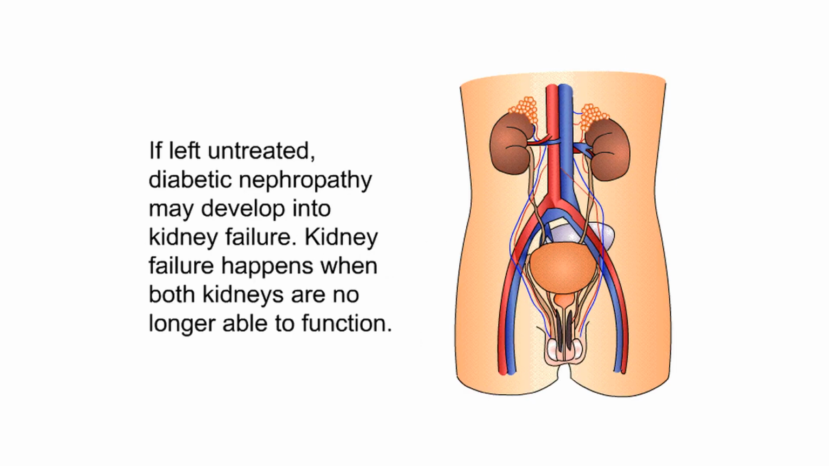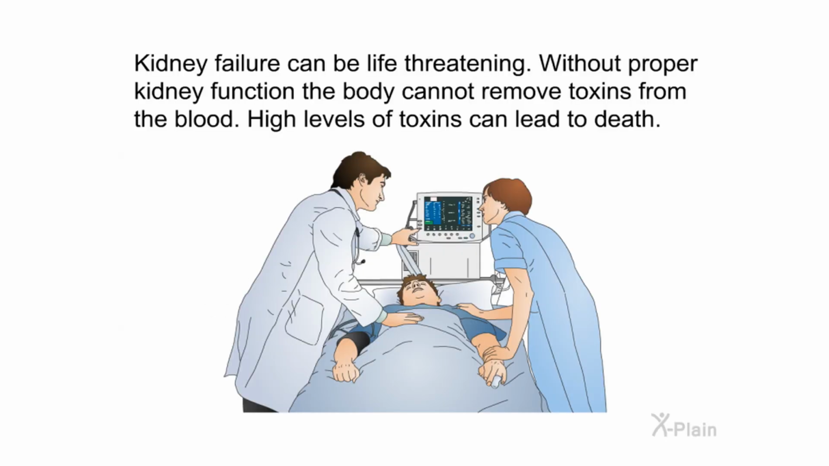If left untreated, diabetic nephropathy may develop into kidney failure. Kidney failure happens when both kidneys are no longer able to function. Kidney failure can be life-threatening. Without proper kidney function, the body cannot remove toxins from the blood. High levels of toxins can lead to death.